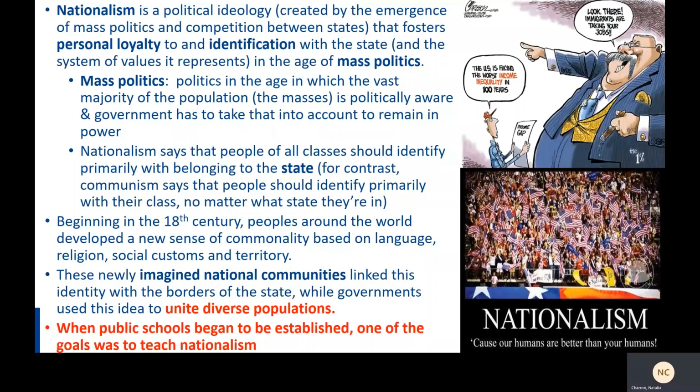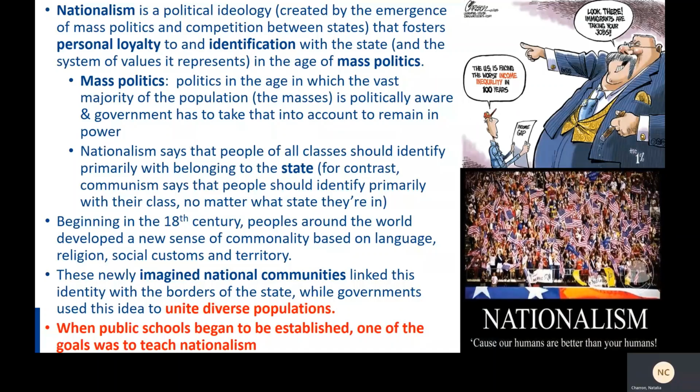Nationalism says that people of all classes should identify first and foremost with belonging to the state. For contrast, communism says that people should identify first and foremost with their class, no matter what state they're in. This is a pretty big difference, and the conflict between nationalism and communism is going to play out several times throughout the next century or two.